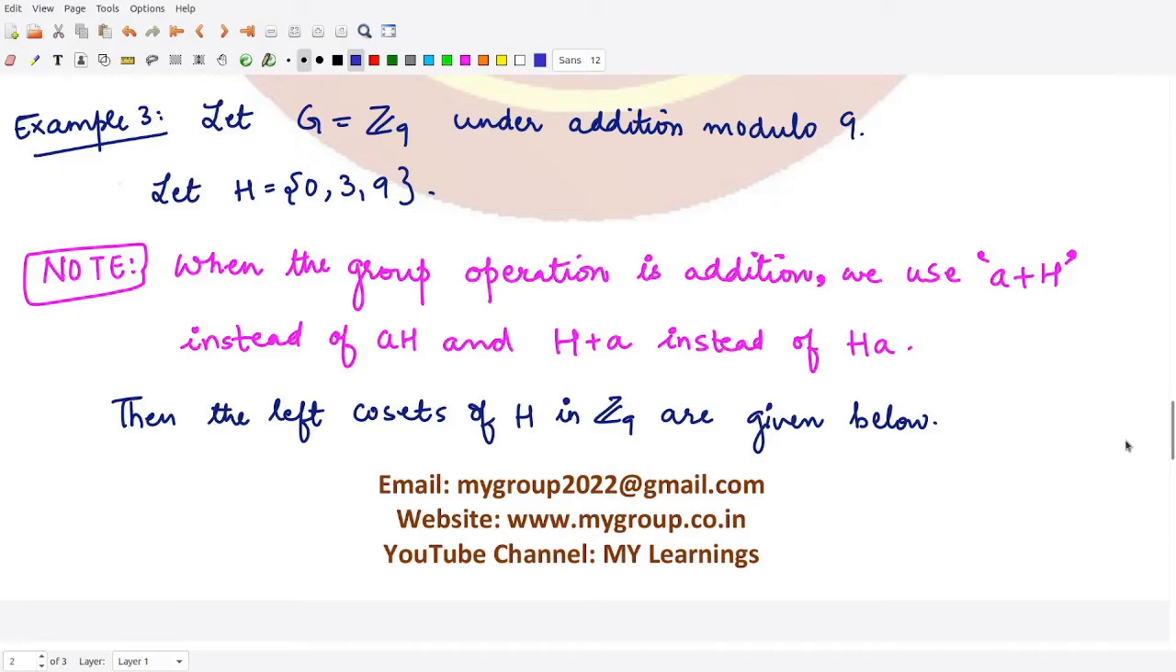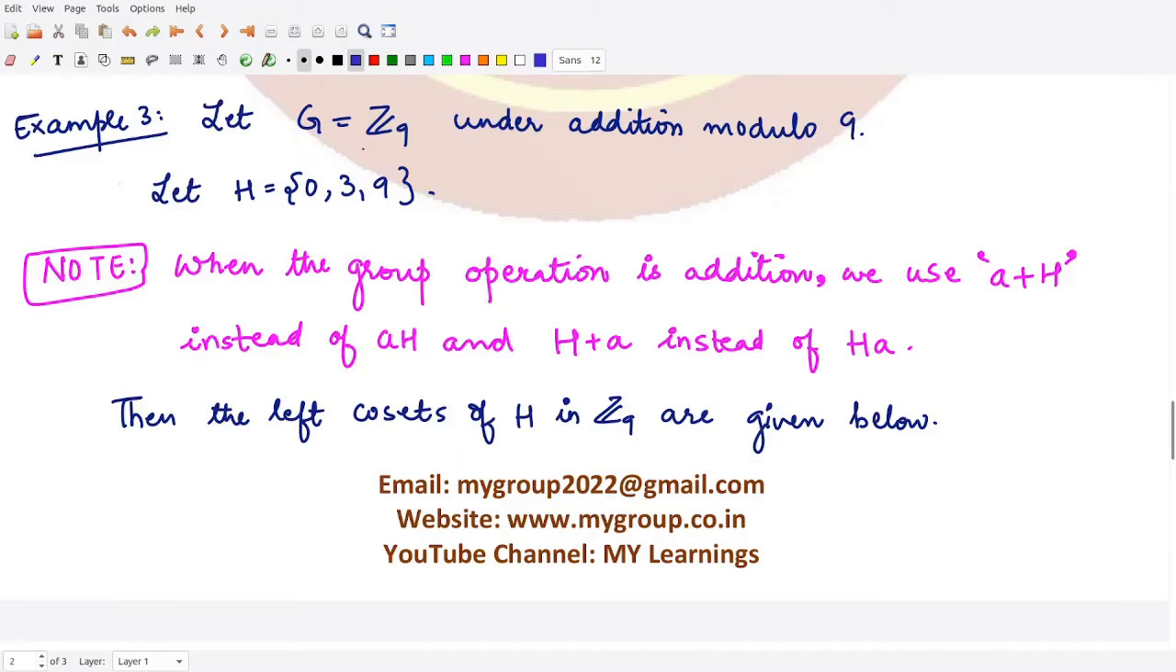In the previous examples, and even in the definition of coset, we have been taking the group operation as multiplication, and therefore we have defined our cosets like this. We had our cosets defined like aH or Ha, of this form. But now what about the addition operation in the group?